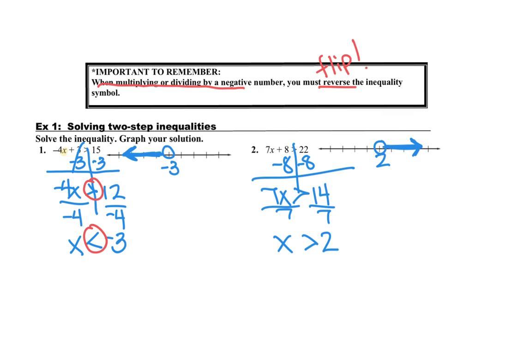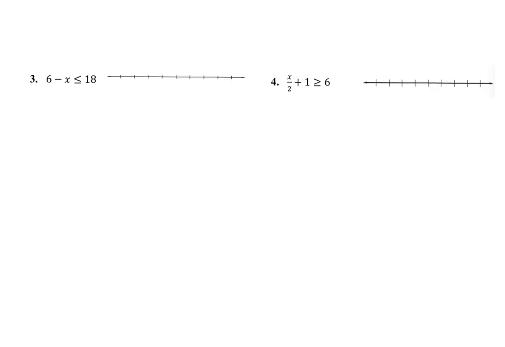All right, for number 2, the first step was to subtract the 8 to isolate the variable, then we divided by 7, and we had x is greater than 2. So when we graphed it, we had open on the 2, and then we graphed it going to the right because it was greater.